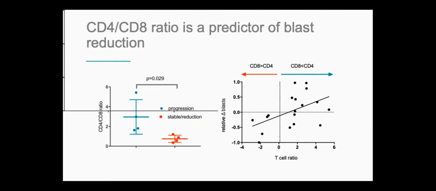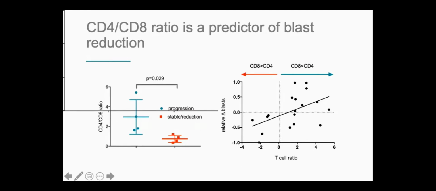And we could summarize this another way by looking at actual changes in blast count from cycle to cycle. So what you see on the right is the CD4 to CD8 ratio. If there were more CD8 positive T cells, it will be here to the left of 0, whereas if there were more CD4 helper T cells, the ratio would be above 0.